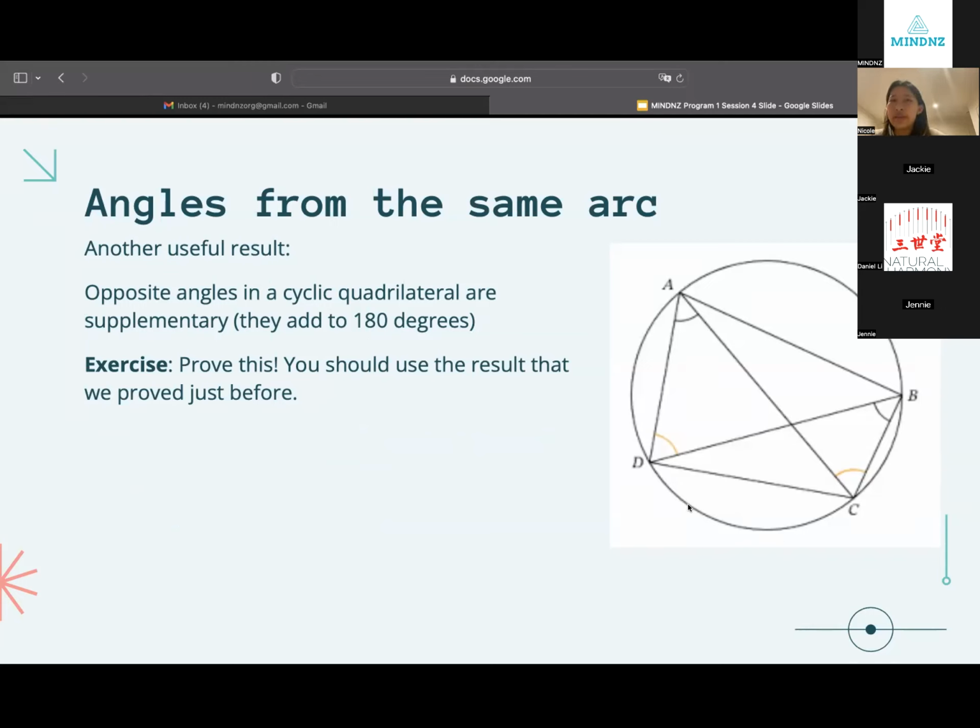How about everyone take 2 minutes to give it a try? Oh, someone's already got it. I use the rule we learned, the angles at the center. Oh, that's a good idea as well. Yeah, really good.